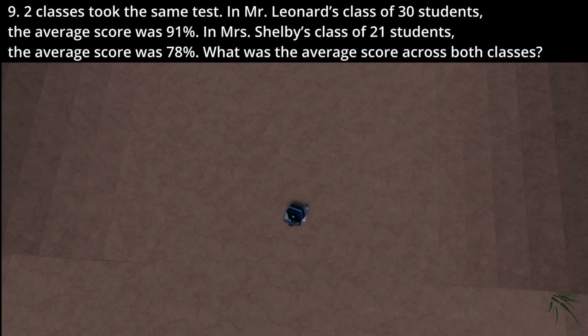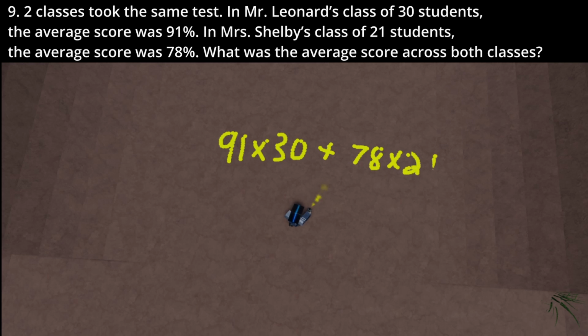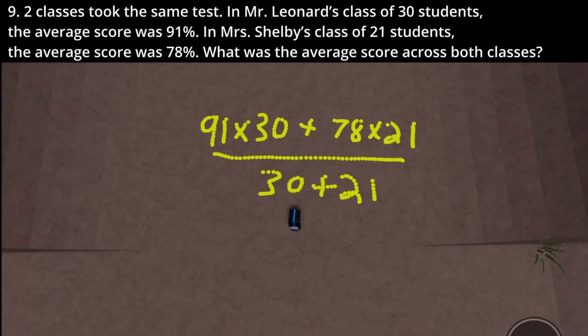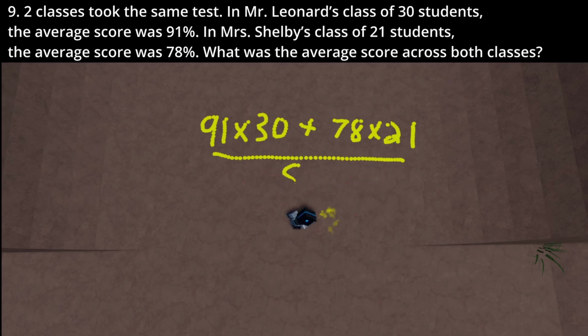So to do this, I'm going to do 91% times 30 students plus 78% across 21 students. And this basically gets me the total sum of all the scores across both classes. And what I can do now is just divide by how many total students there are. And that's just 30 plus 21. And now we can just compute this expression. 30 plus 21 is 55.